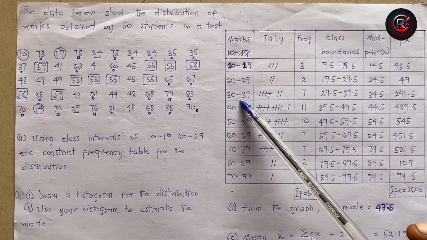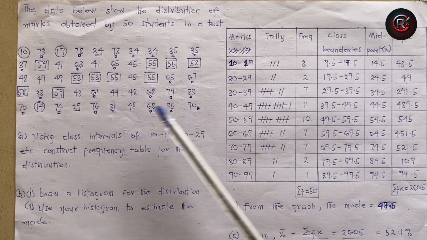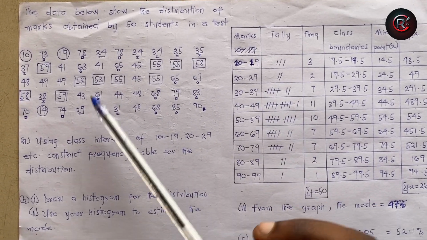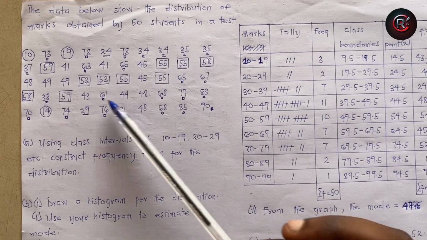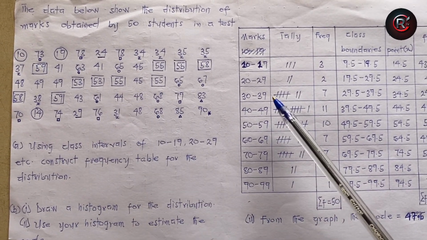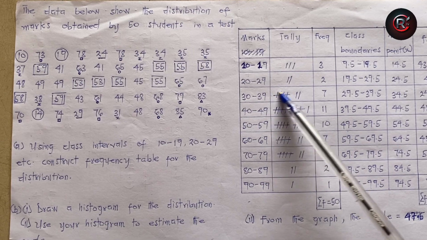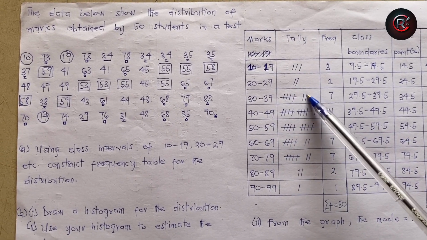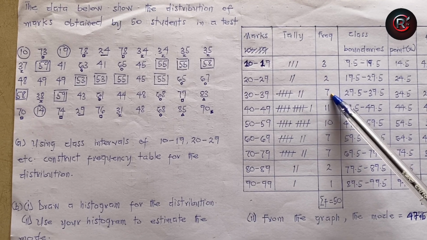For 30 to 39, you go to your data here and check the numbers that fall within 30 to 39 inclusive. When you check it, you realize that the numbers that fall within are 7. So we have 1, 2, 3, 4, the fifth one you cross. That is how tally is done. 6, 7. Then you put your 7 here.